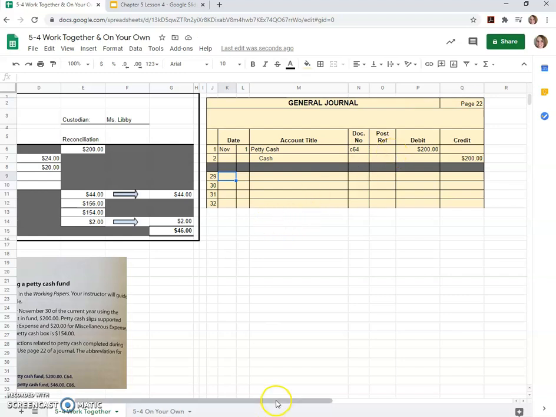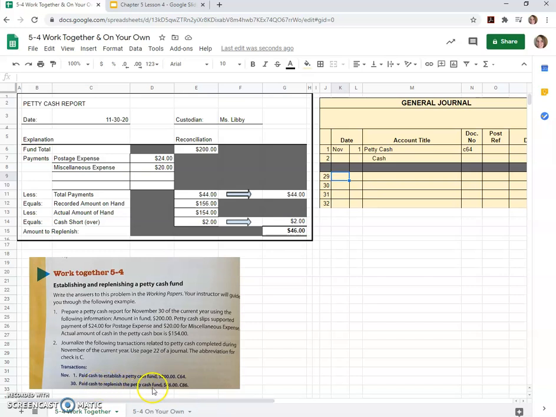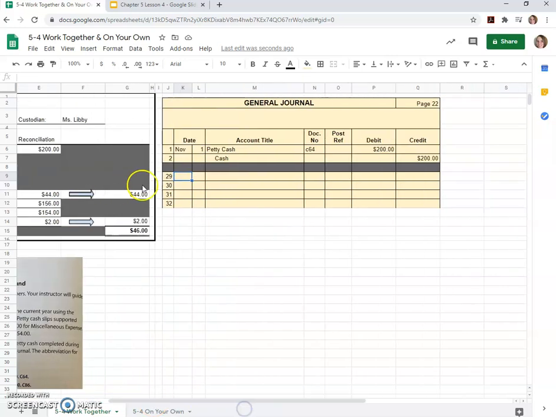And now our next journal entry says paid cash to replenish the petty cash fund, $46. Check number 86. So this is on November 30th. Some time passed, so we've got some grayed out area. We don't know if we're still on the same page. Maybe we are. We'll go ahead and type that in anyway. And it said it was check 86 that we wrote. So we pretty well know that our credit will be cash, but we'll get there.